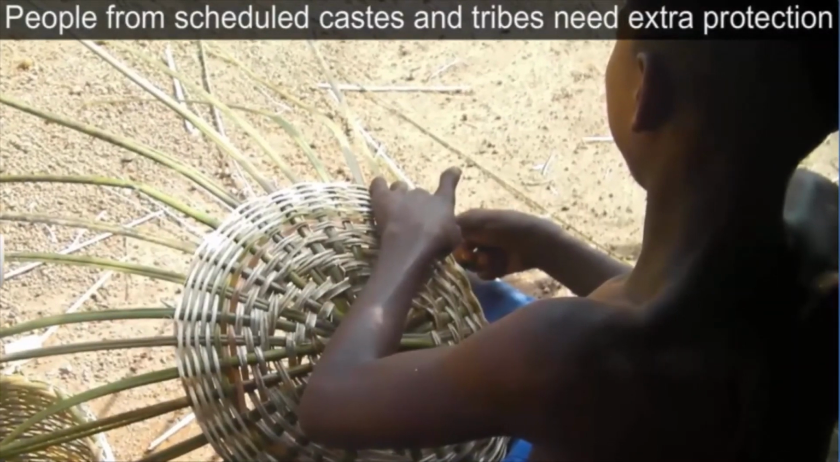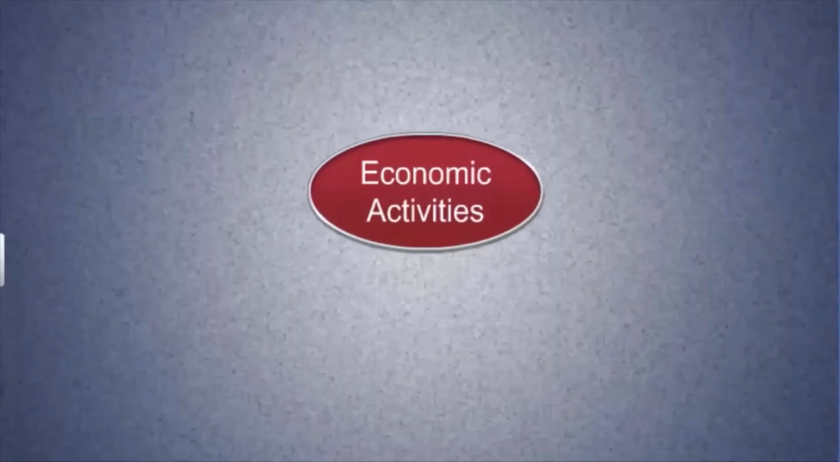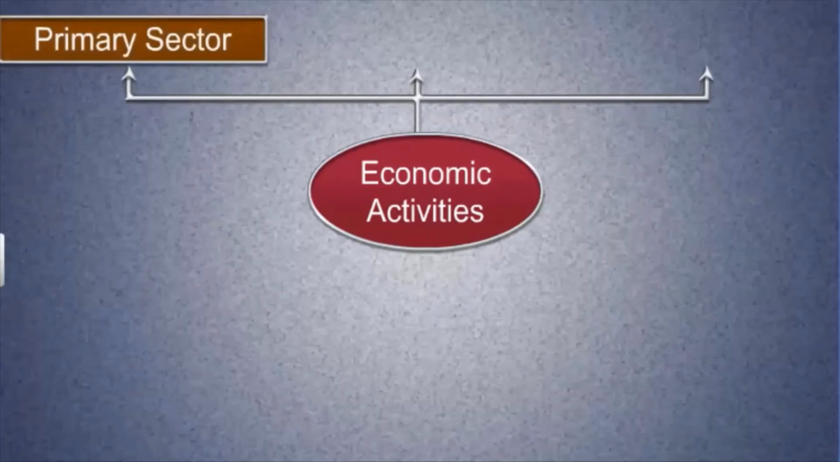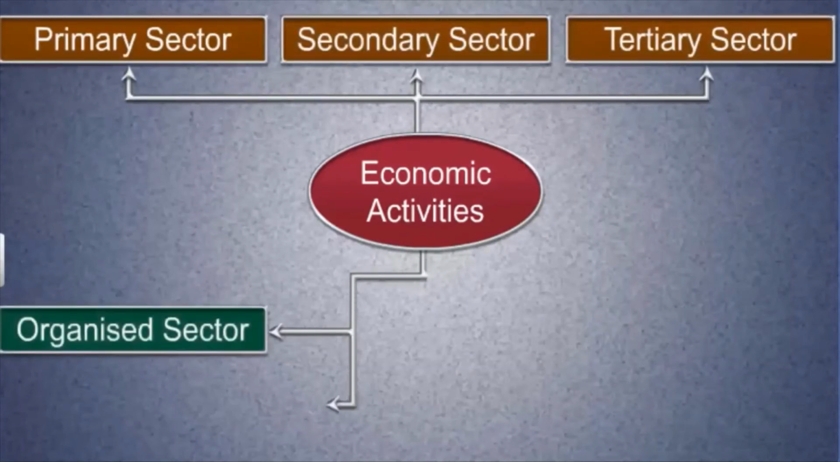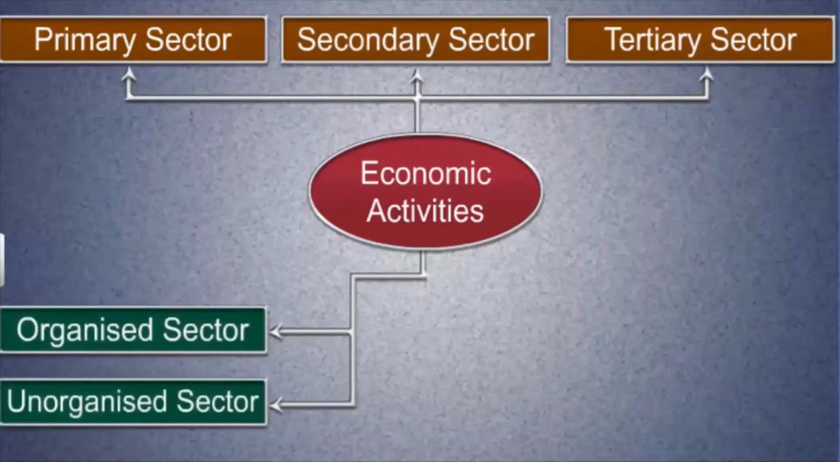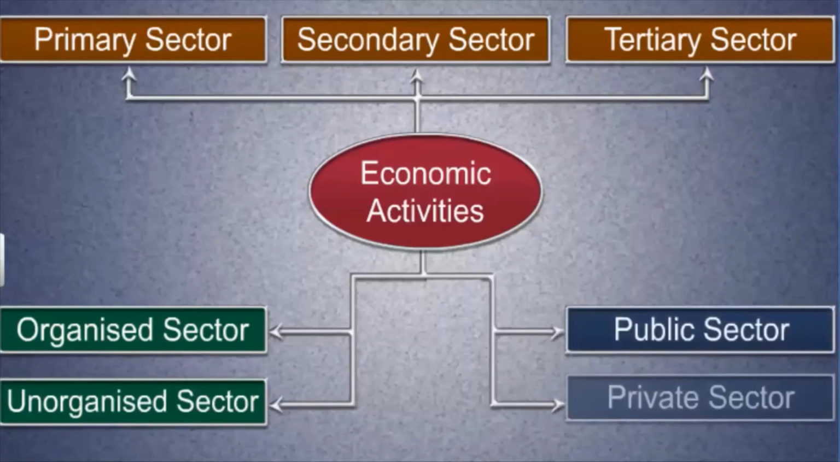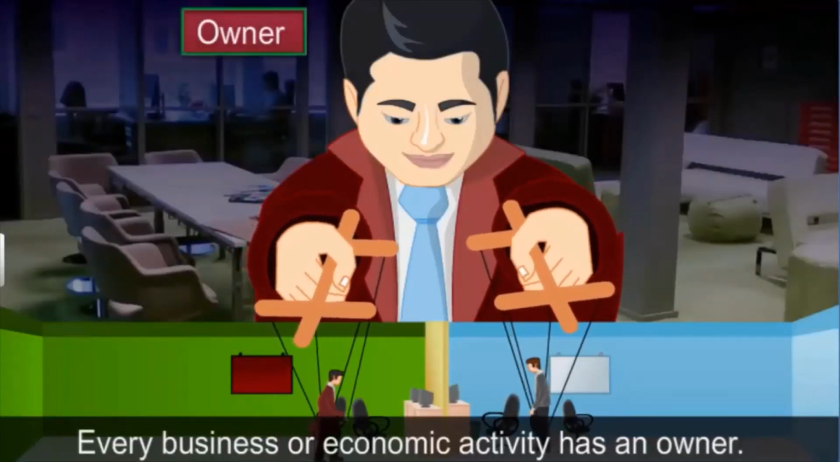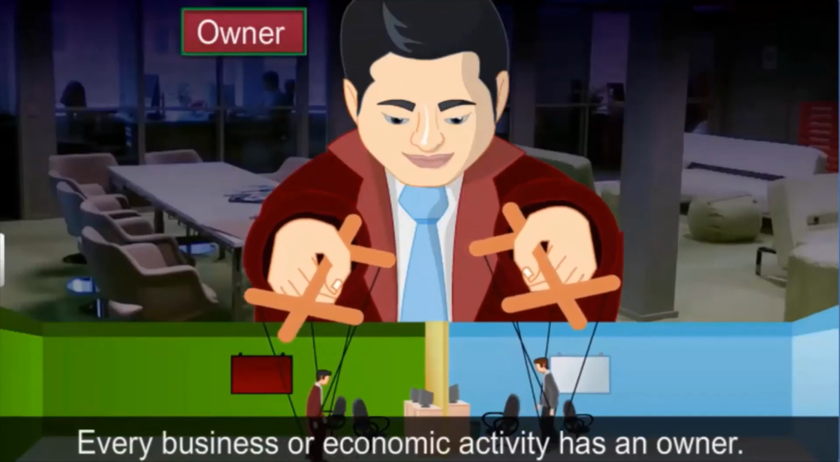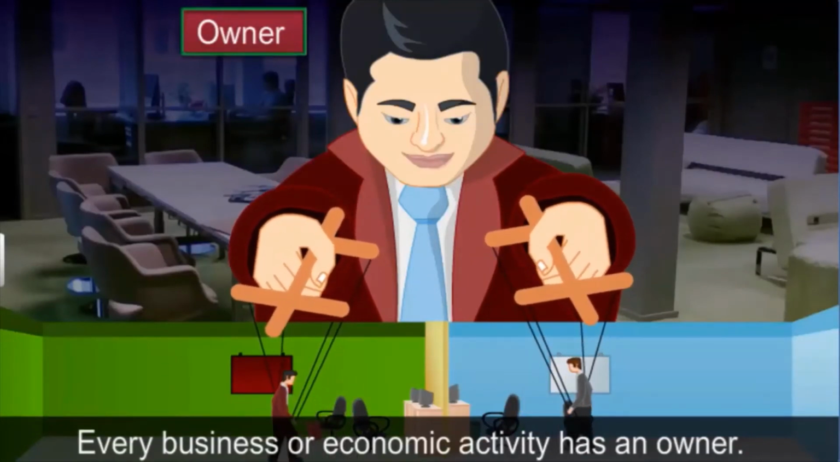of the unorganized sector. You have already studied about the classification of economic activities into primary, secondary, and tertiary sectors, and organized and unorganized sectors. Economic activities can be classified in yet another way, into public and private sectors. Every economic activity has an owner. The owner owns the company's assets and is responsible for running the business.